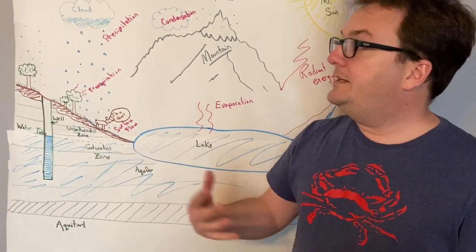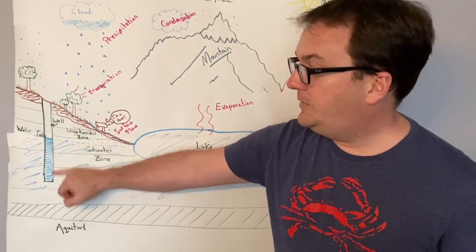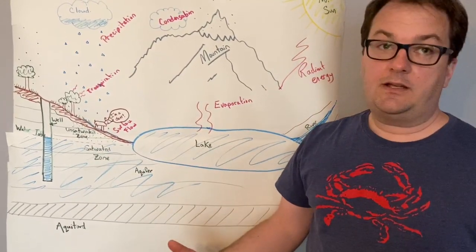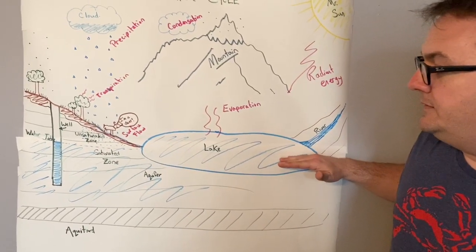Now, the more rain that you have in an area, the higher your water table is going to be. And so these levels in the well can go up and down throughout the season depending on how much rain. And the water tables will be the same level as your lakes.